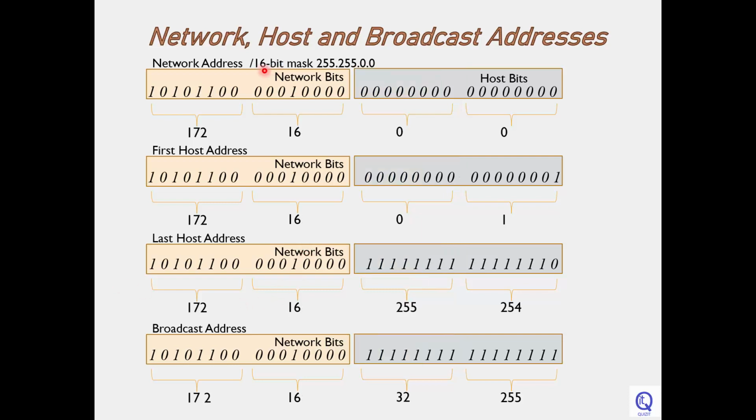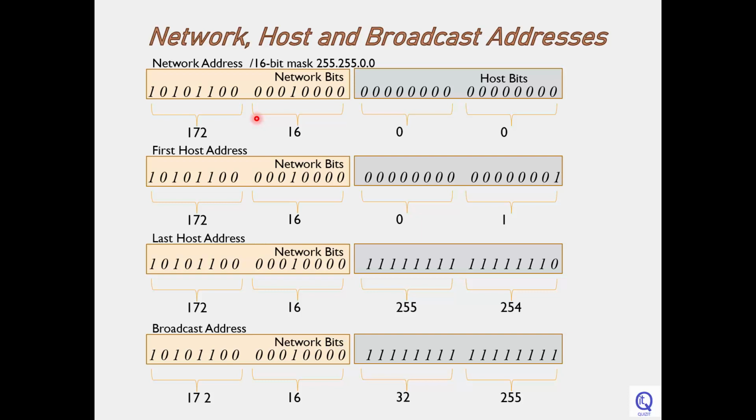In this example, we have a 16-bit mask. 16-bit means you have 16 bits for your network side and another 16 bits for host bits. And the mask can be represented as 255.255.0.0. These 2 zeros are for the host side and these 255 values are for the network side.